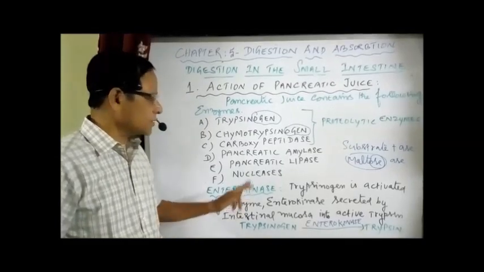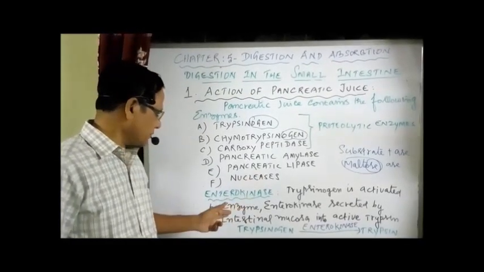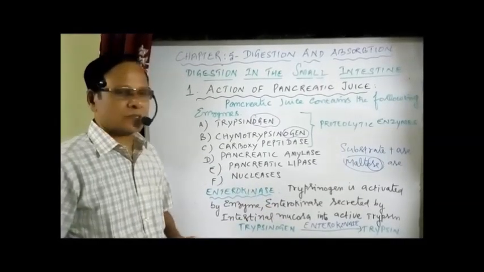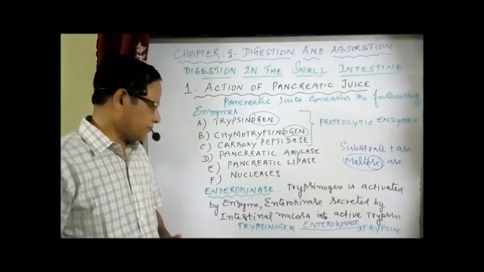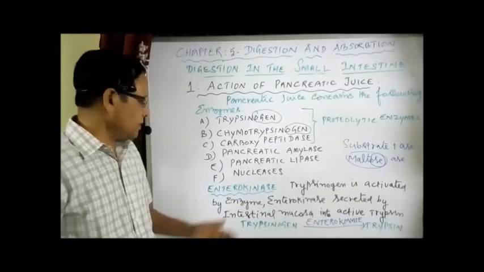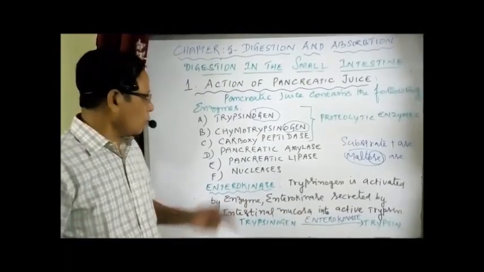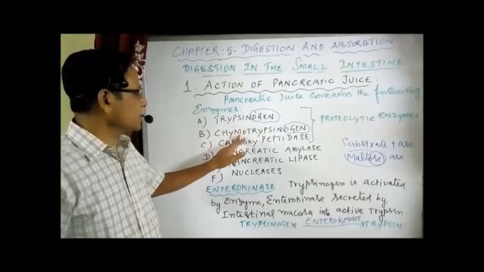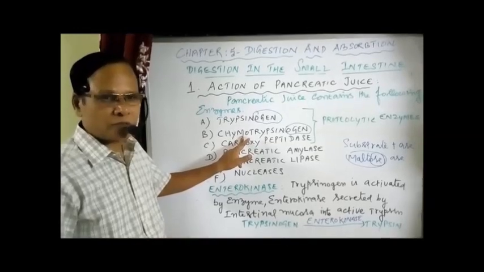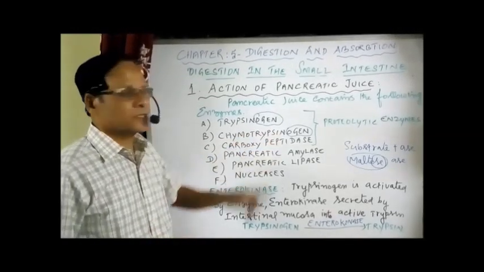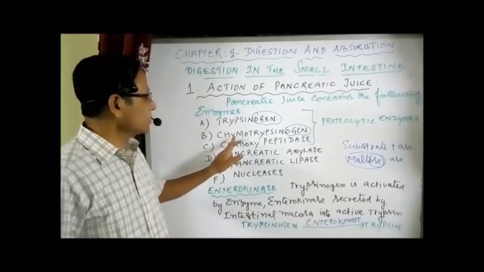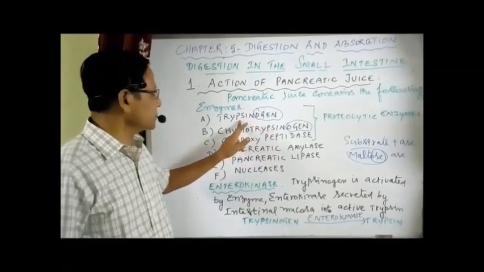So what is enterokinase? 2 marks question. Trypsinogen is activated by the enzyme enterokinase, secreted by the intestinal mucosa, the epithelium, into active trypsin. You can also represent this in the form of an equation. Okay, that's about enterokinase. Once formed, the trypsin activates chymotrypsinogen into chymotrypsin. So the activation of trypsinogen is by enterokinase, and the activation of chymotrypsinogen is by trypsin itself.